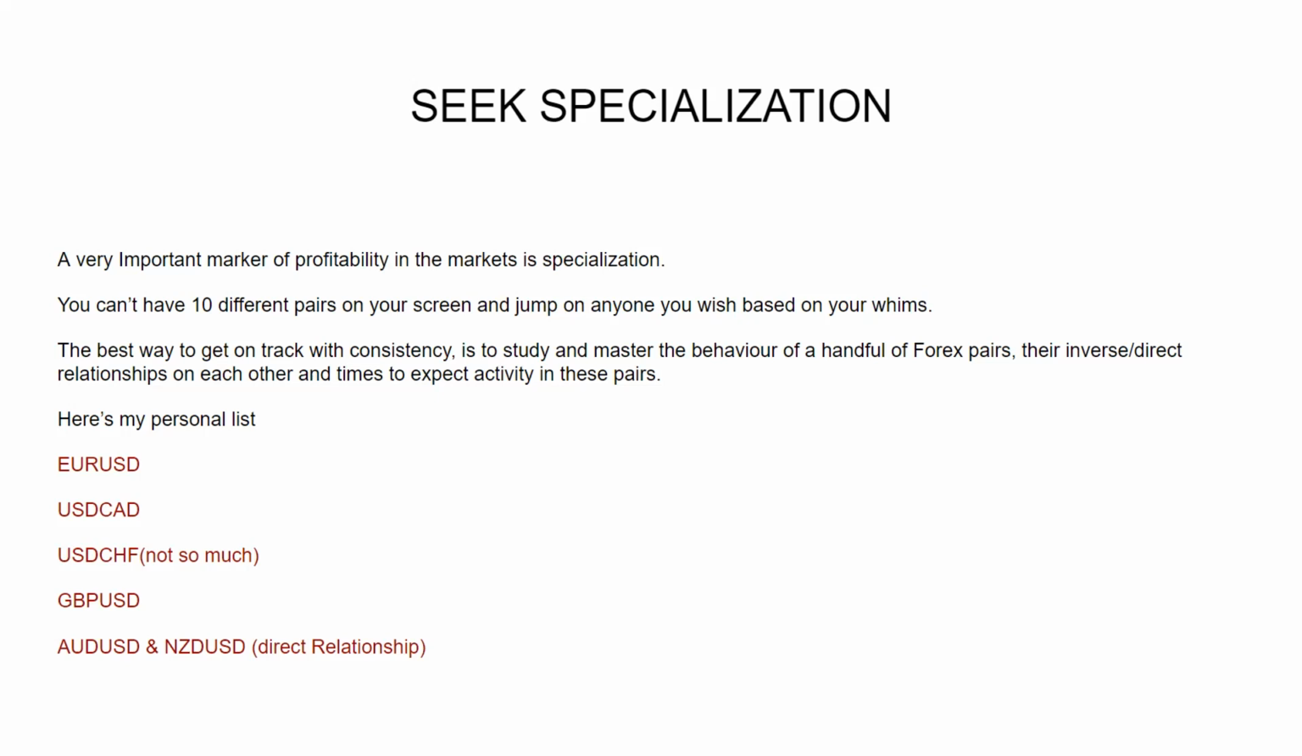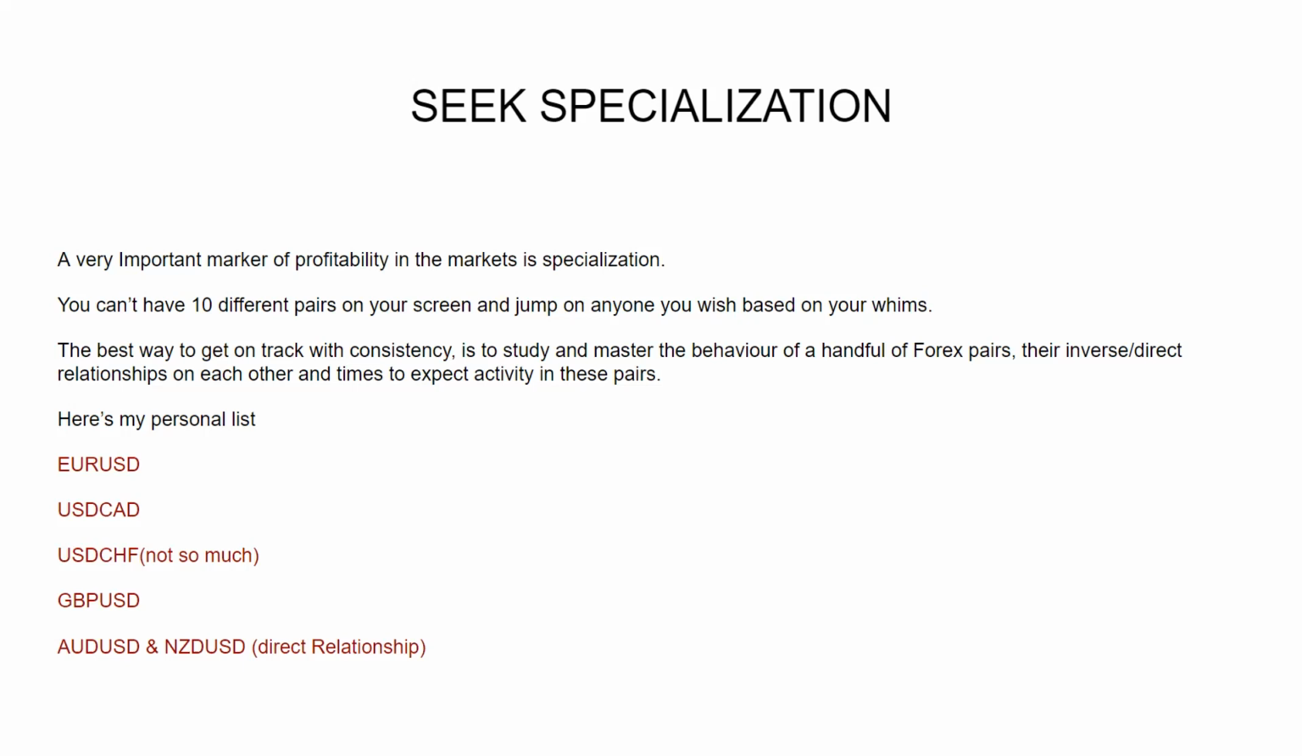The best way to get on track with consistency is to study and master the behavior of a handful of Forex pairs, if that's what you intend to do. Study their inverse and direct relationships to each other and the times to expect activity in these pairs. You must seek specialization, and you cannot do that trading 10 different pairs. If you have watched, you notice that I only trade just a few Forex pairs, and I'm satisfied with that because they present me with a ton of opportunities every week. Sometimes it's even difficult for me to take advantage of every one of them because I miss them, and I'm okay with that. All of these things would give you peace of mind.